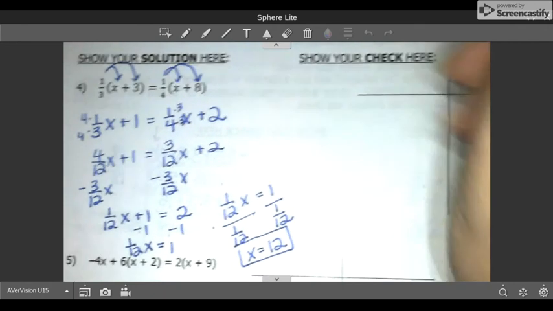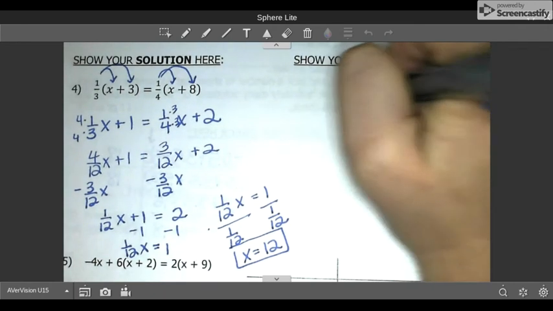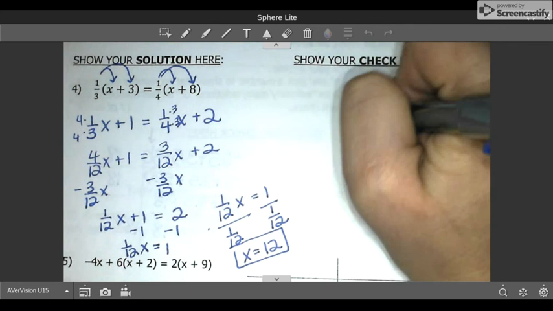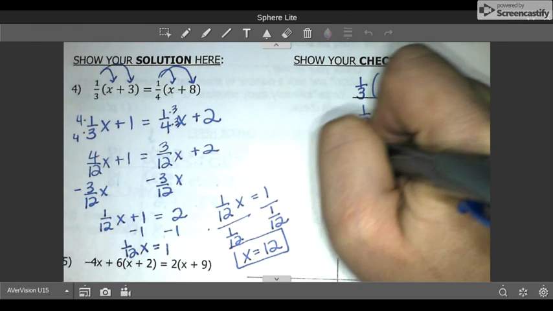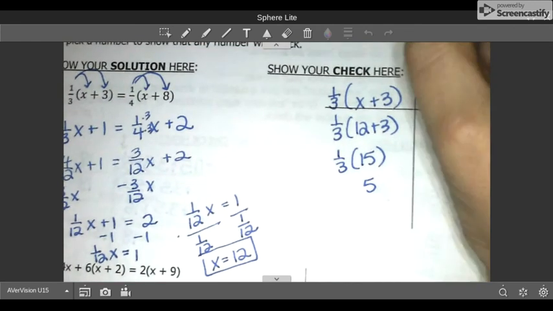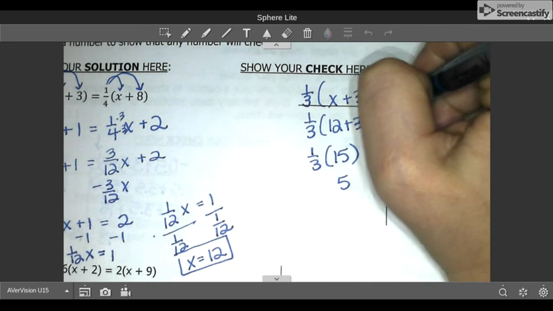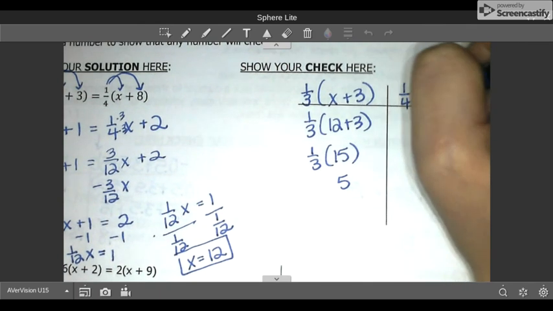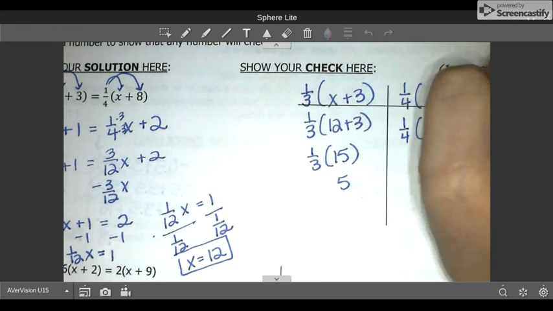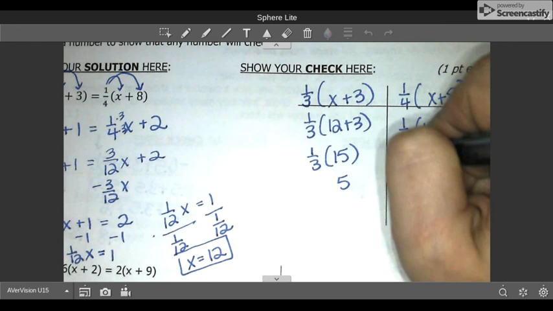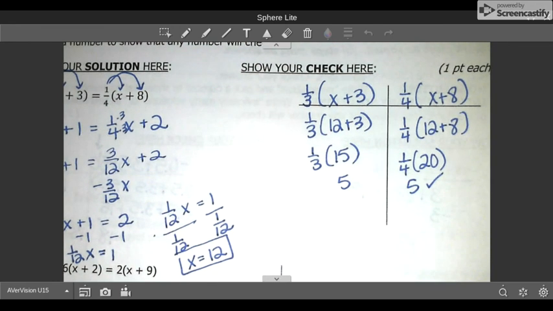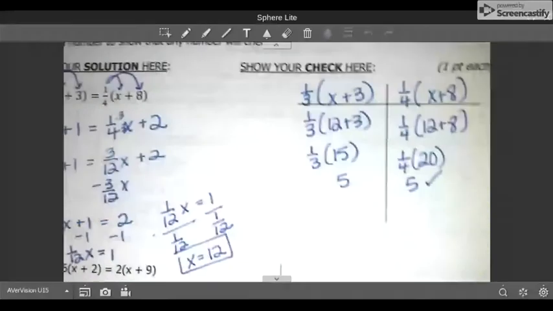Now let's see if that checks out. So on this side, I have 1/3 x plus 3. So that would be 1/3 of 12 plus 3, which would be 1/3 of 15, which would be 5. All right, let's see the other side. The other side is 1/4 x plus 8, which would be 1/4 of 12 plus 8, which would be 1/4 of 20, which would be 5. So it turns out that 12 is the correct answer, and I'm all set because it works in a check.